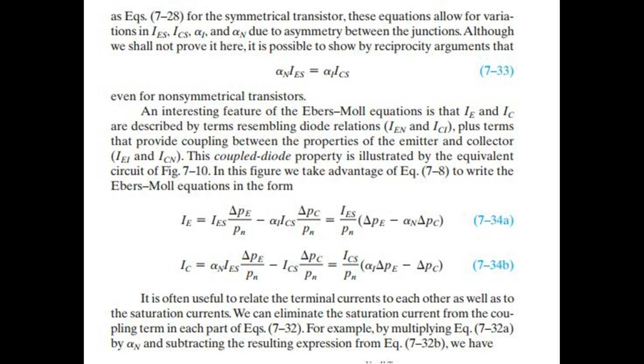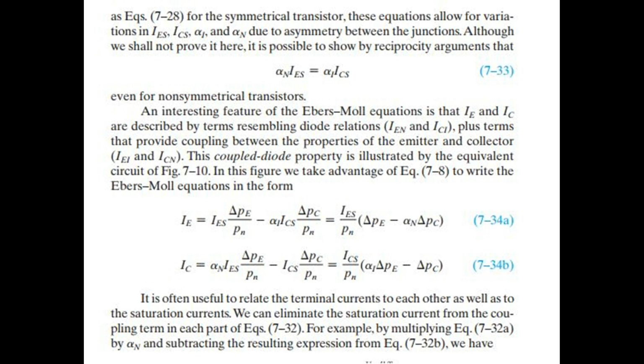between the junctions. Although we shall not prove it here, it is possible to show by reciprocity arguments that even for non-symmetrical transistors, an interesting feature of the Ebers-Moll equations is that IE and IC are described by terms resembling diode relations, IEN and ICI, plus terms that provide coupling between the properties of the emitter and collector, IEI and ICN. This coupled diode property is illustrated by the equivalent circuit of Fig 7.10. In this figure we take advantage of Eq. 7.8 to write the Ebers-Moll equations in the form.